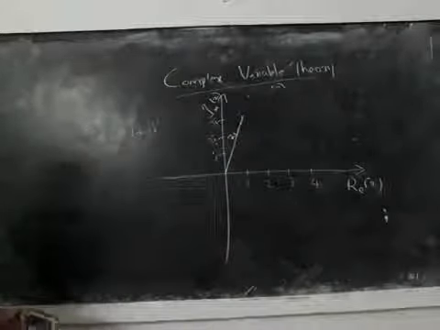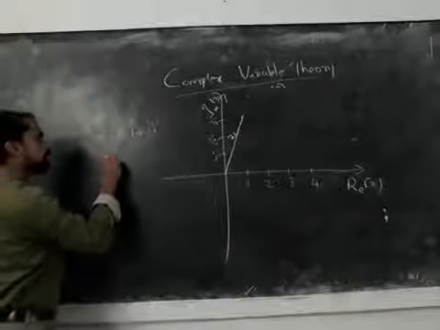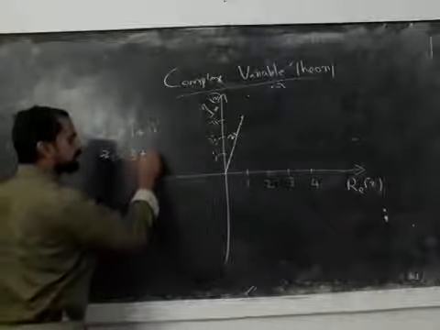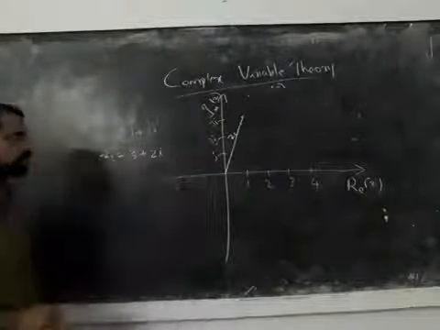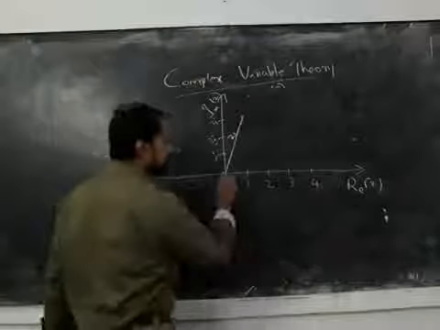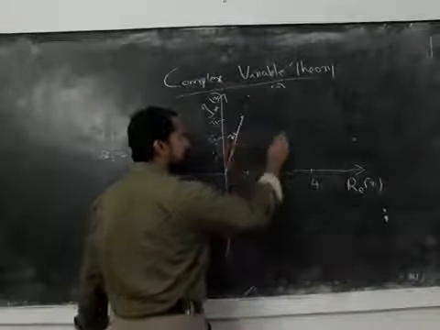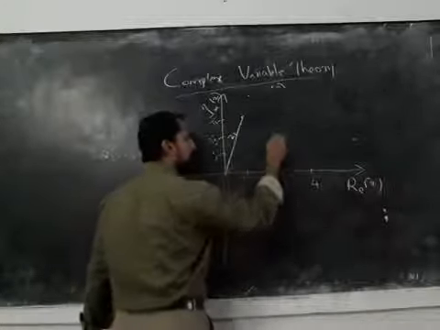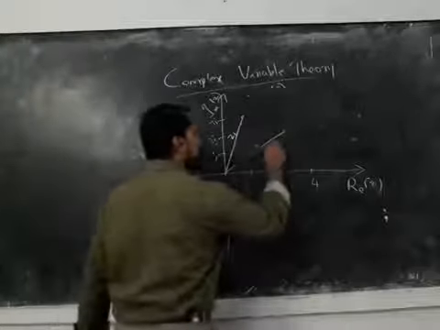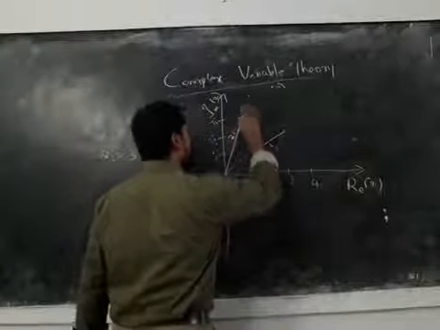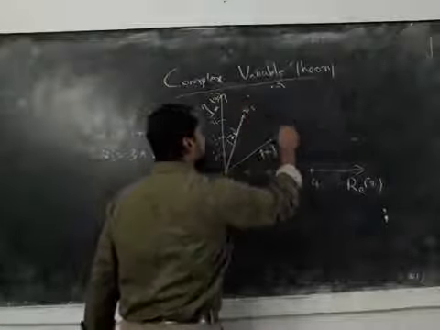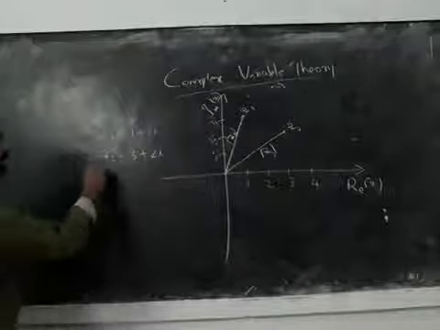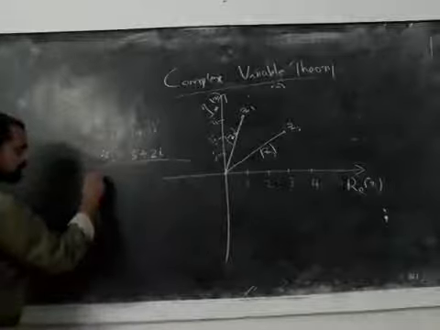Now the second one is z2. I am calling z2 as 3 plus 2i, where 3 units on the real axis and 2 units on the imaginary axis. So this will be somewhere here. This is my z2, and this point I call z1. Then you need a resultant of it. So z1 plus z2 I am calling z3.